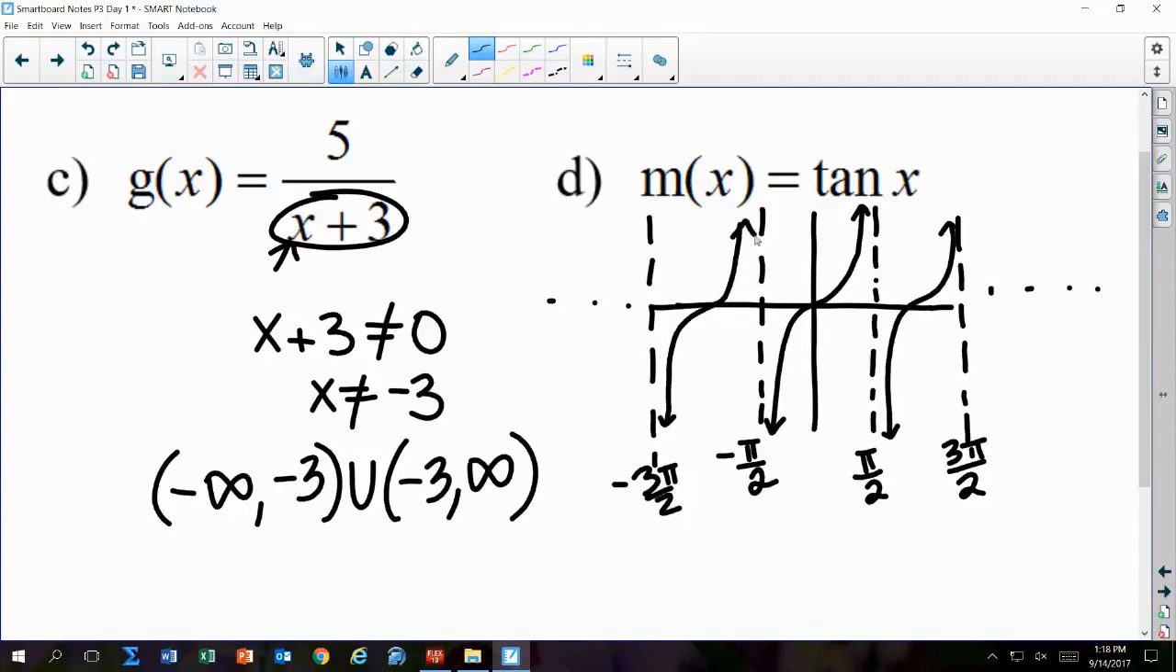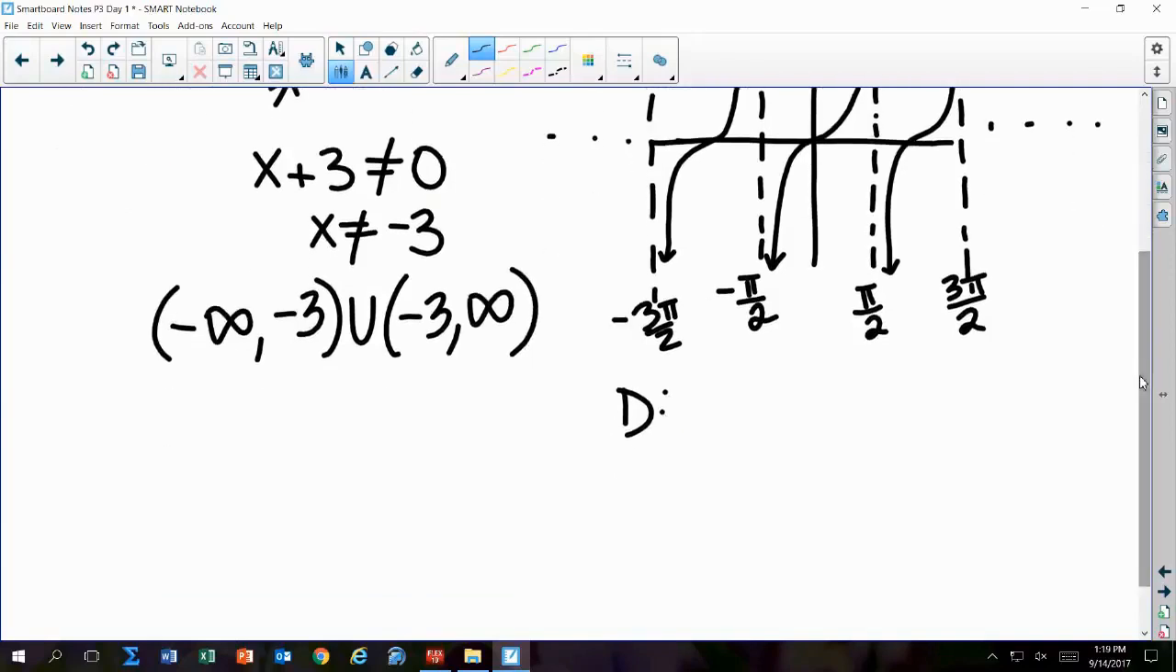So I need to tell what my domain is. I cannot include the x values where I have those asymptotes, because it's going to be undefined at those vertical asymptotes. So the domain's kind of tricky to write, because it extends infinitely in both directions. This is how I'm going to do it. I'm going to put dot, dot, dot.